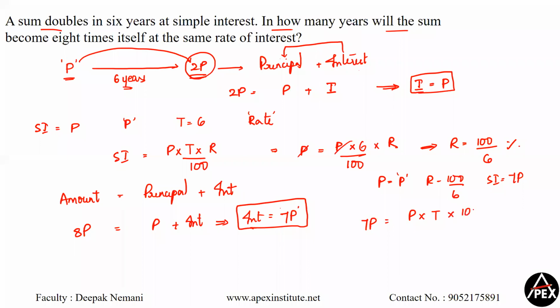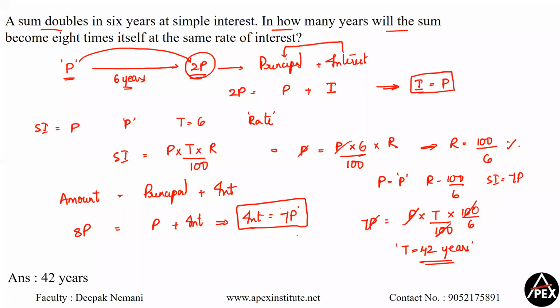Rate of interest is 100 by 6 by 100. P and P will get cancelled. 100. So T is equal to 42 years. So the answer for this question is 42 years. Okay, it's not 24 years.